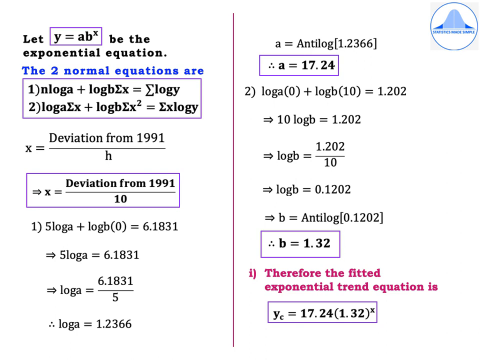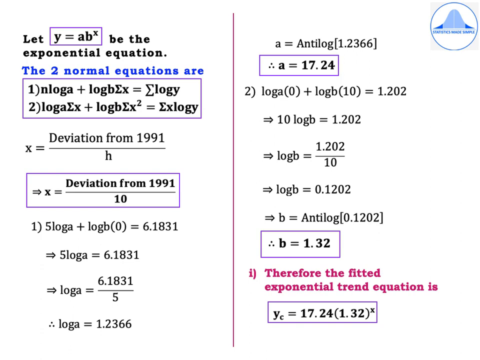Now x is calculated using the formula deviation from the middle year divided by h, which is equal to deviation from 1991 divided by 10, where 10 is the difference between the years. And doing that, we get the x values in the table as minus 2, minus 1, 0, 1, 2, which gives summation x equal to 0. Then calculate the log y values, x square values, and x log y.